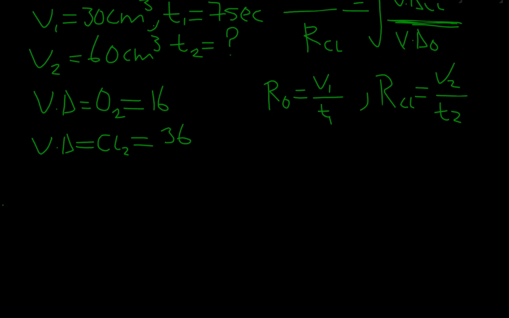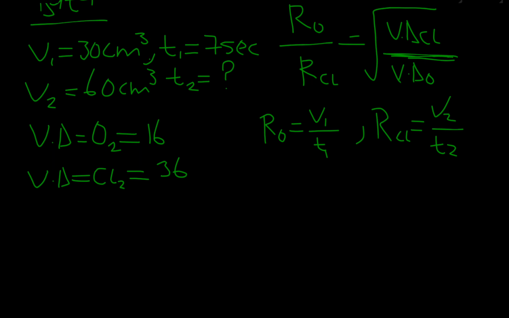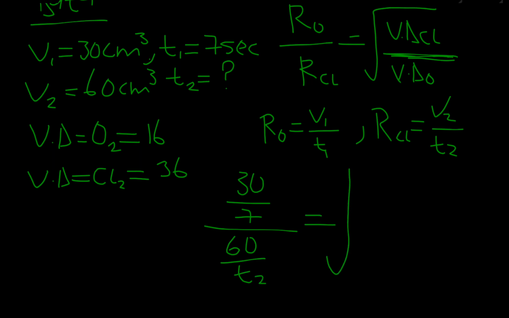And so, making use of the formula, what we'll do next is plug our data into the formula. So the rate of reaction for oxygen would be 30 over 7, over 60 over T2. Everything equals the big square root. The vapor density of chlorine is 36 and the vapor density of oxygen is just 16.